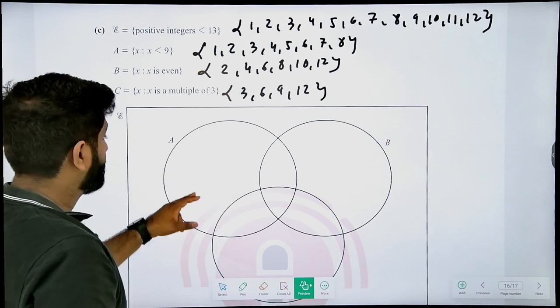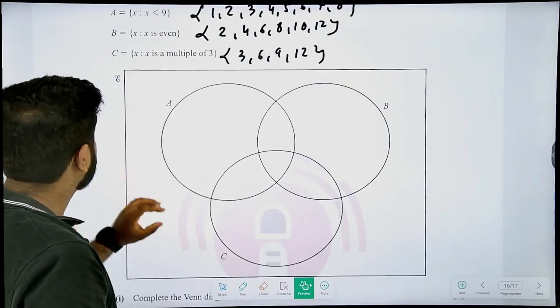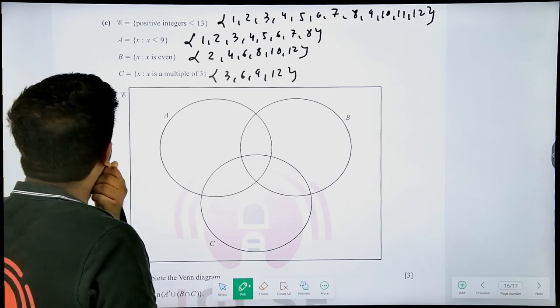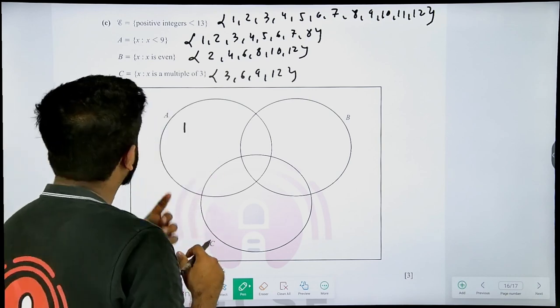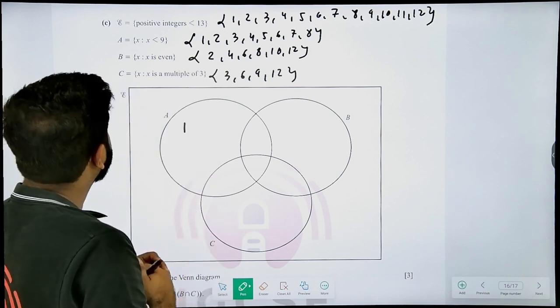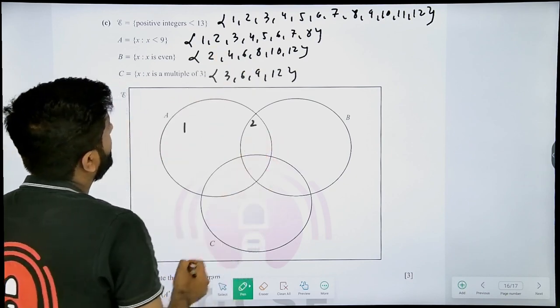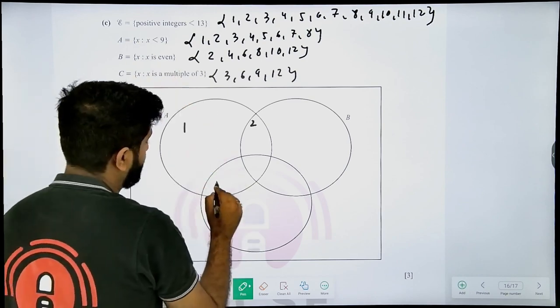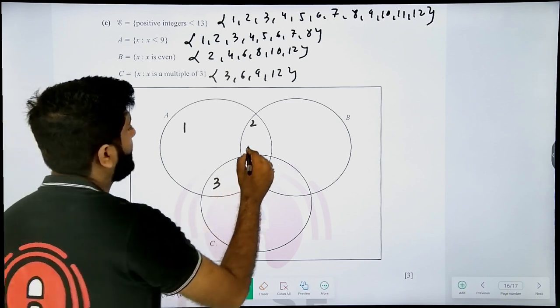Now I think I'll have to complete the Venn diagram. Okay, so let me just zoom it out a bit. So you have positive integer 1. 1 is only a part of A. 2 is a part of A and B. Then I have 3. 3 is a part of A and C. Then I have 4. 4 is a part of A and a part of B.